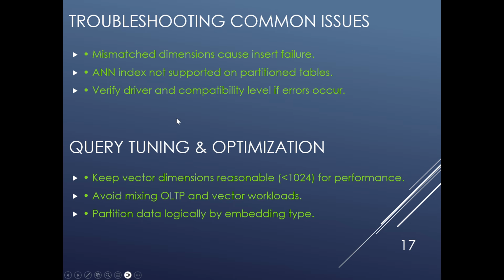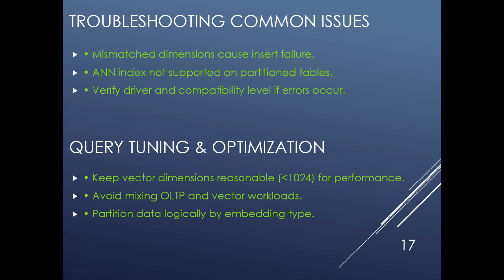Yes. Keep the vector dimension reasonable. Though you have an option to make a vector with one dimension, always keep it at least 1024 or 768, something like that, or more, for better results. Otherwise, there is no use in making a vector column. Correct. Avoid mixing OLTP and vector workloads. Partition data logically by embedding type.